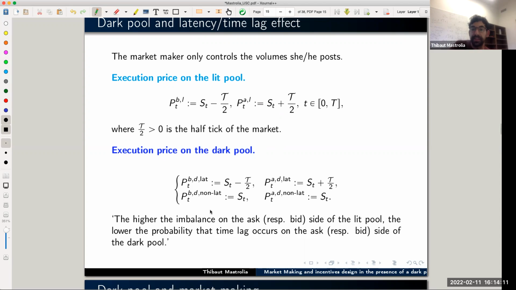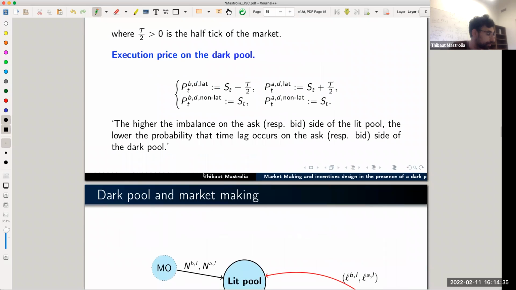And of course, it has a consequence on the dark pool, because the dark pool is executed at the mid price when there is no latency. And if there is latency, you are not executed at the mid price, because the price has not moved. Your computer does its computation less efficiently, so you are not executed at the mid price, you are executed at the former price. So that's why we make this distinction.